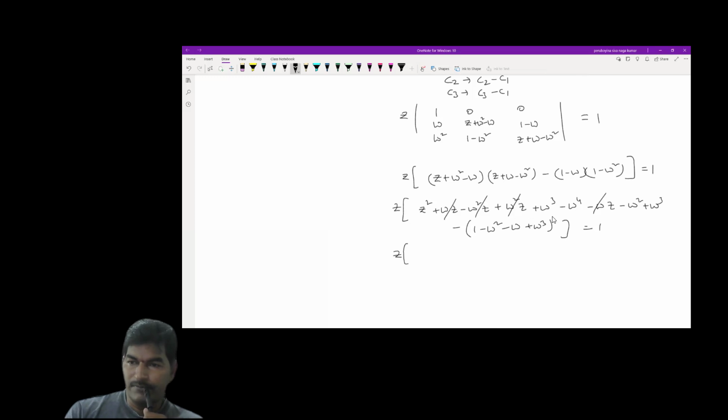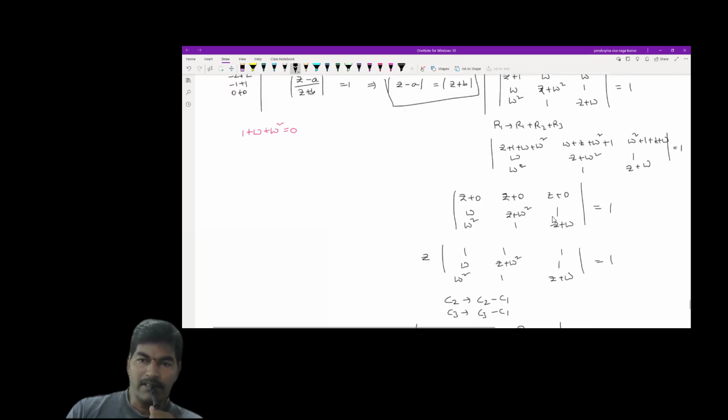Now Z of, what is this value? Z square. What is left here? Omega cube is 1. This is minus omega power 4, which is minus omega, and minus omega square, and again omega cube is 1. And then minus 1 plus omega square plus omega minus omega cube, which is 1, equal to 1. Okay, now you can see plus 1 minus 1 cancel, plus 1 minus 1 cancel, omega square cancel, omega cancel, completely all cancel except Z cube equal to 1. So this means Z is equal to 1.